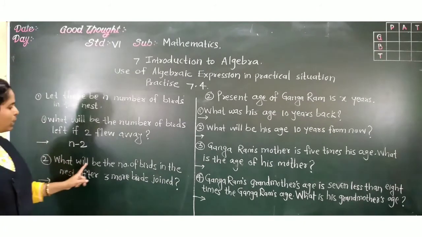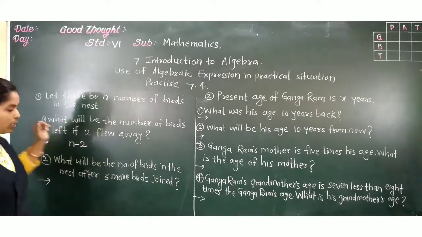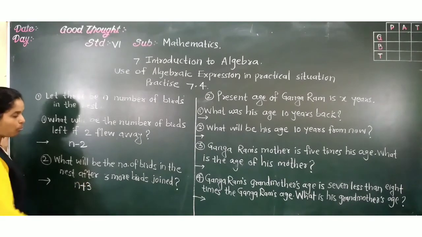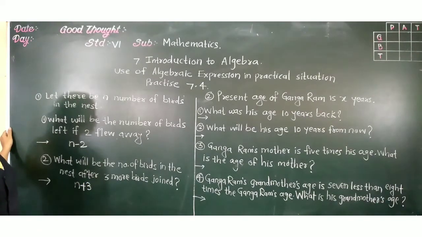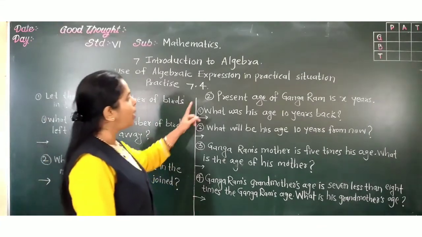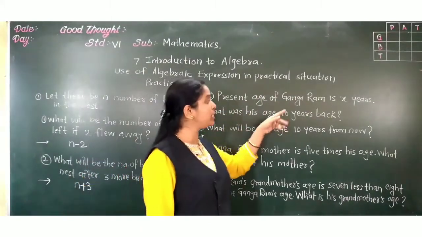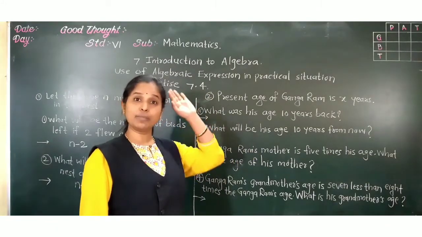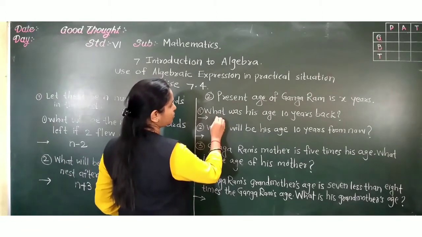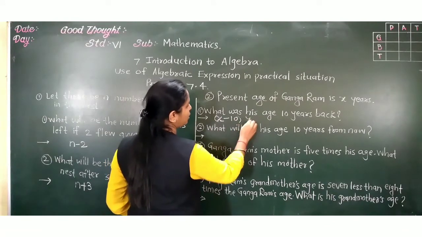Next, what will be the number of birds in the nest after 3 more birds join? Now already how many were there? n number of birds, and then 3 more birds joined. So what will be the new number now? n plus 3. Okay. Second question. Present age of Gangaram is x years. What was his age 10 years back? 10 years back means we have to subtract. Okay. So Gangaram's age x, and 10 years back it will be x minus 10 years.